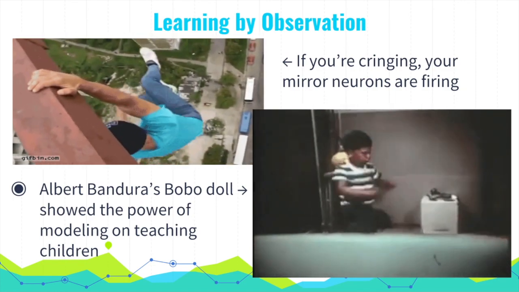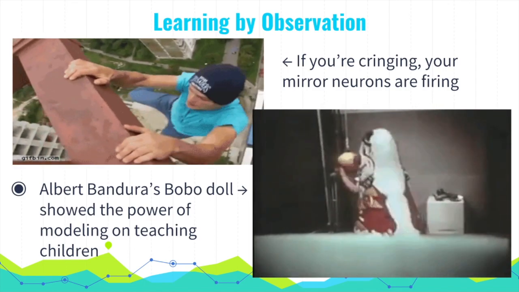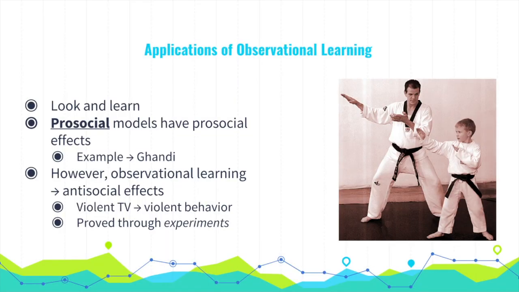Abe, we just learned a lot about observational learning, but how can we apply it? Let me tell you. So as human beings, we look and we learn. We learn best with clear instructions and proper demonstrations of how to perform the given task. We define pro-social behavior as, quote, positive, constructive, helpful behavior. And pro-social models have pro-social effects.